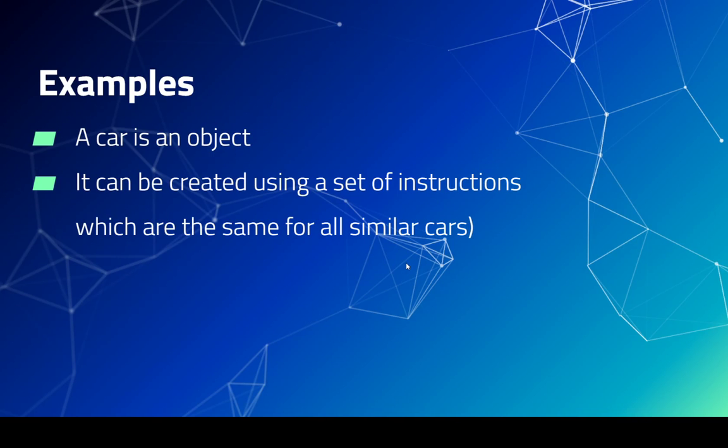I already talked about some of these examples, but here's another one. A car is an object. So a car can be created through a set of instructions, right? You make it in a factory. Most cars are made in factories, though. And one factory can make lots of cars.